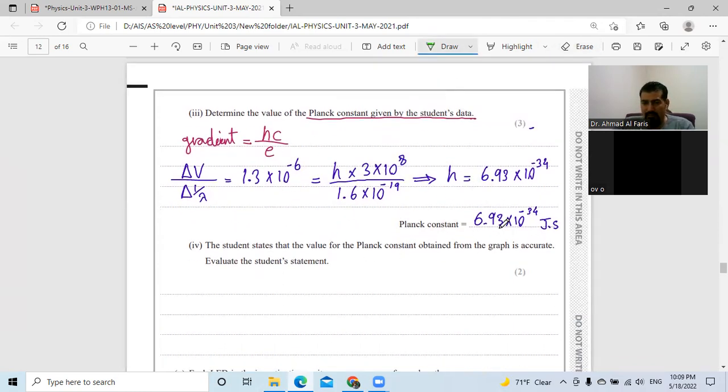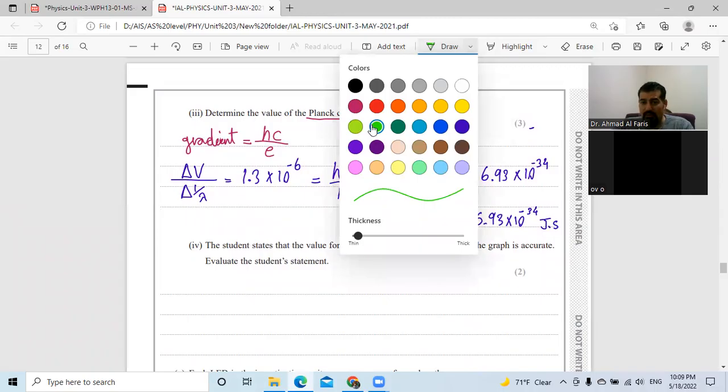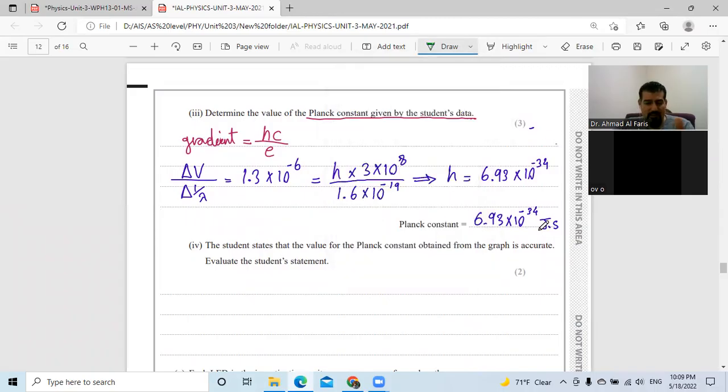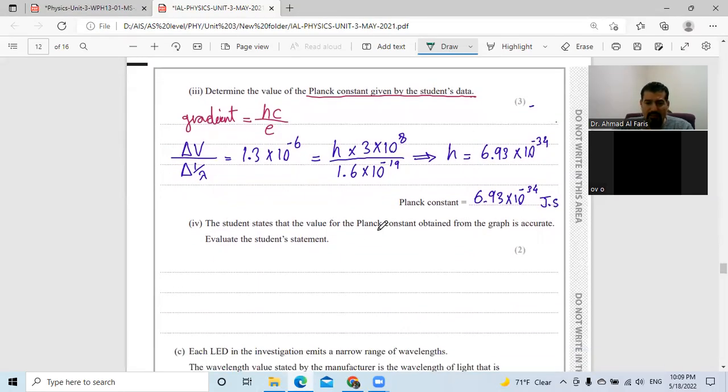Now your value is a little bit far from the accepted answer, but you don't know, okay, Kareem? So let's skip it. Now, what did they ask then? The students state that the value of the Planck constant obtained by the graph is inaccurate. It's obvious, it's inaccurate. Evaluate the student statement. What do you think? Is it inaccurate? How can we check that? Look what we will do.